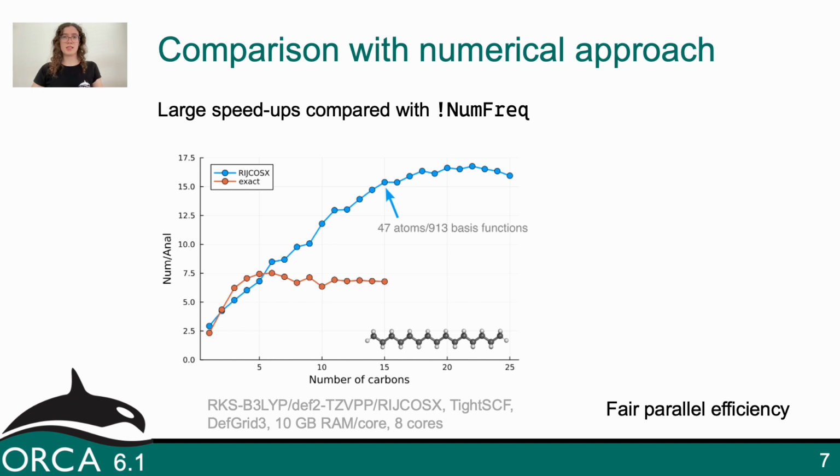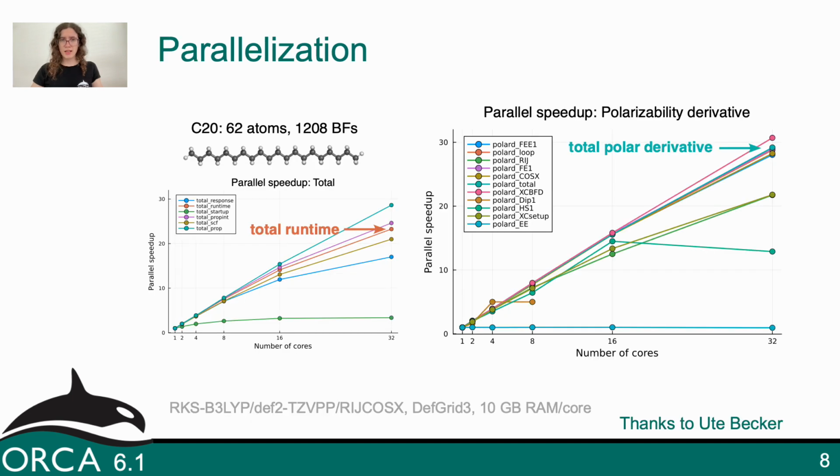With the RIJCOSX implementation, I have also frequently seen speedups of maybe 15, 16 times, which is really worth having. The program is parallelized, and it is decently parallelized. So here I've investigated what sort of speedup you observe if you go up to 32 cores. In assembling the polarizability derivative, the speedup is excellent. That's like 29 times. The speedup for the total runtime is also very decent.